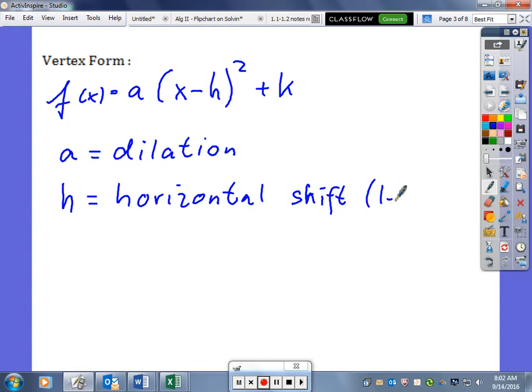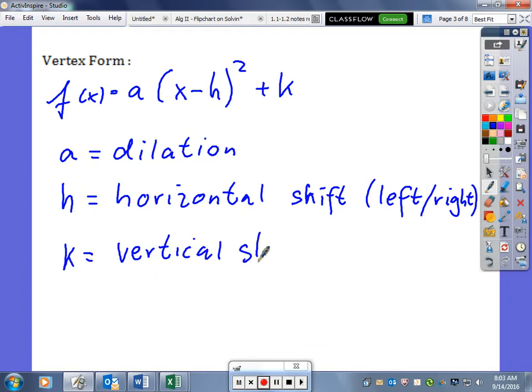In other words, left or right. And K is the vertical shift. And that, of course, means up or down. So let's look at an example on how we can use this.